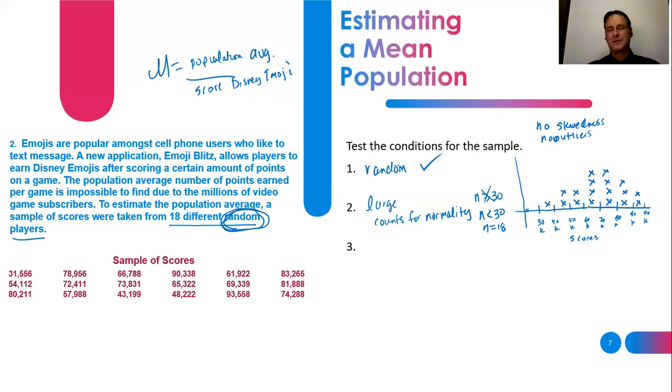If you were to ask me, does this look skewed? No, it looks pretty good. Are there any outliers? None. So again, I'll put a check mark saying that I think we're pretty good. I think that was satisfied. Last thing is the 10% rule for standard deviation.